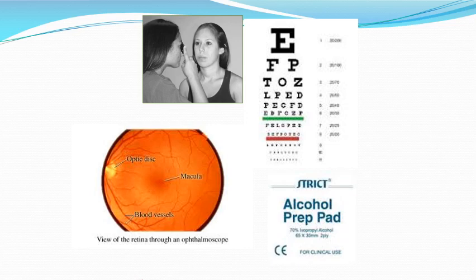Over on the other side, you have a picture of the ophthalmoscope. So take a look at the procedure for using that in your textbook, but the picture on the bottom shows you what the retina should look like through an ophthalmoscope. So you can see the optic disc and the blood vessels and the macula, and basically what the inside of the eye should look like with the ophthalmoscope.